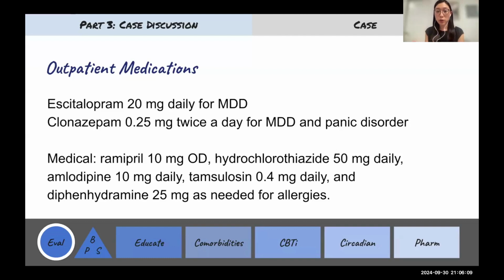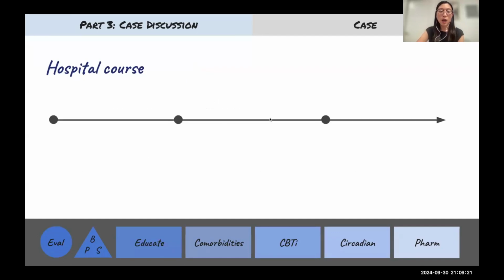You review his other general medications as well. So he's on quite a few antihypertensives. He's on ramipril, hydrochlorothiazide, and amlodipine, and he's also taking some tamsulosin. And then he also uses diphenhydramine 25 milligrams as needed for allergies. So let's look at his hospital course. So he's first admitted to the medicine service. In addition to the physical exam and the head imaging and the medication review that you do, you also just order routine labs. Fortunately, his CBC, CMP all look okay. There's no signs of infection and no other kind of objective evidence of other things that might be causing his confusion.